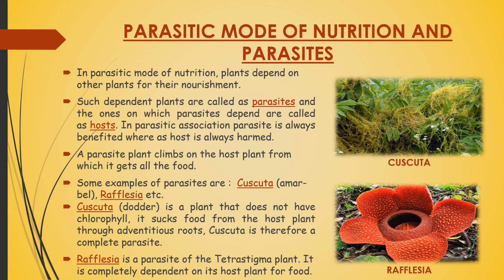Another example is Rafflesia. It is a parasite of the Tetrastigma plant. It is completely dependent on its host plant for food. It is quite interesting to know that Rafflesia is the largest bloom flower with no visible roots, leaves or stem. It has a very strong and unpleasant odor of decaying flesh.